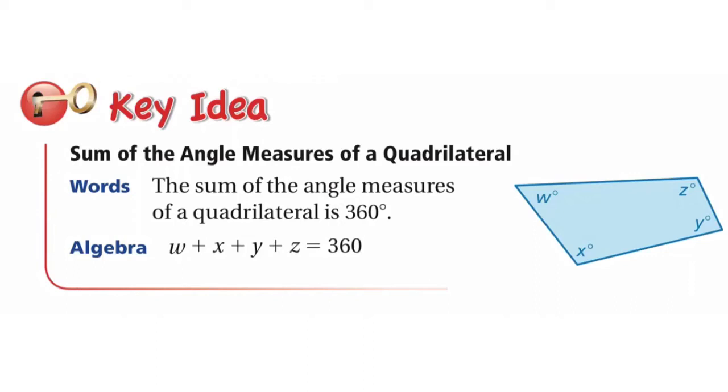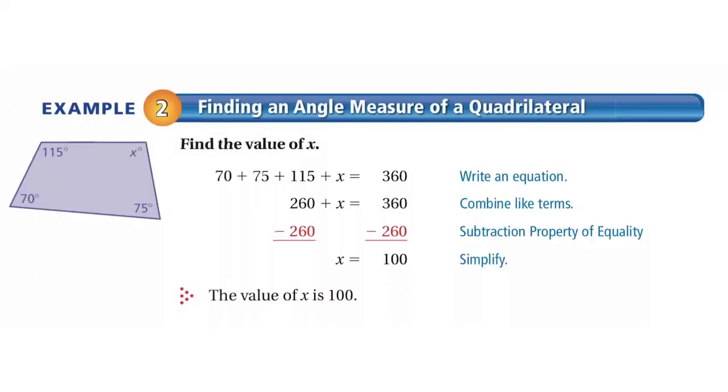You have to be able to use this property to find some missing angles. In example 2 here, finding an angle measure, well, we know that all four angles have to add up to 360 degrees. So we add them all up. 70 plus 75 plus 115 plus x equals 360. We combine like terms to get 260 plus x equals 360. Subtract 260 from each side, and we get x equals 100.